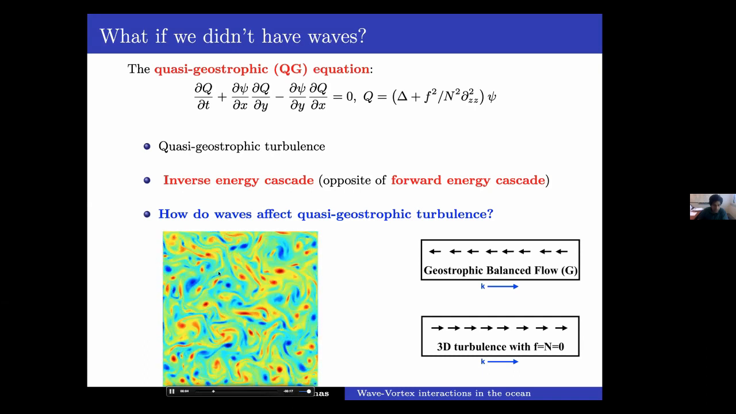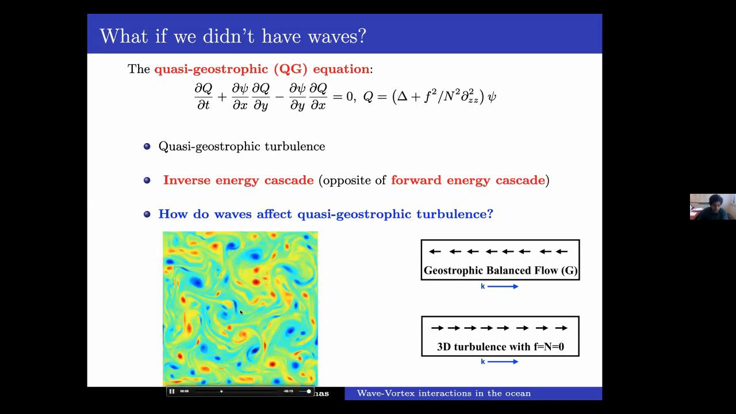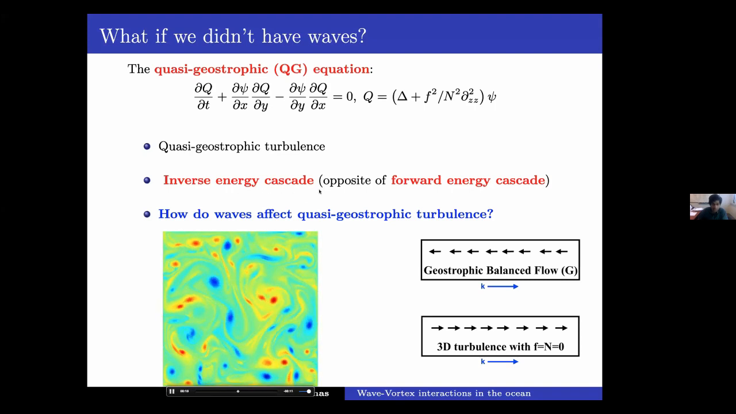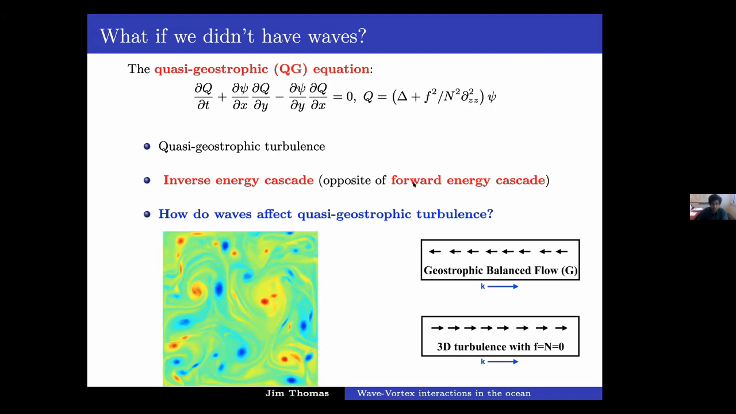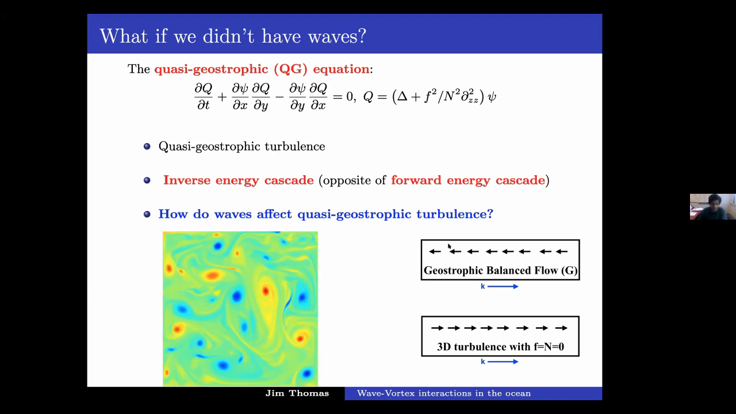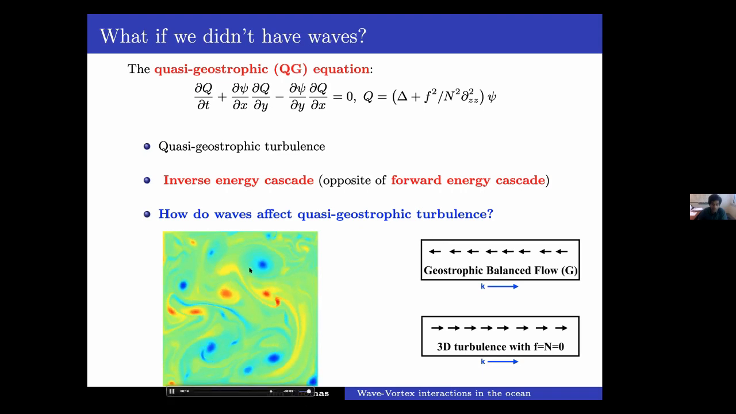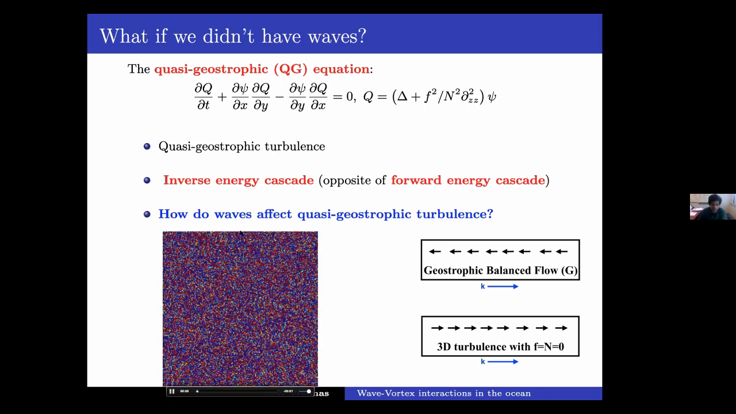This phenomenology of energy going from small scales to large scales is called the inverse energy cascade. This is the opposite of what's known as a forward energy cascade. In 3D turbulence, energy goes from large scales to small scales. In quasi-geostrophic turbulence, energy goes from small scales to large scales, as you see.